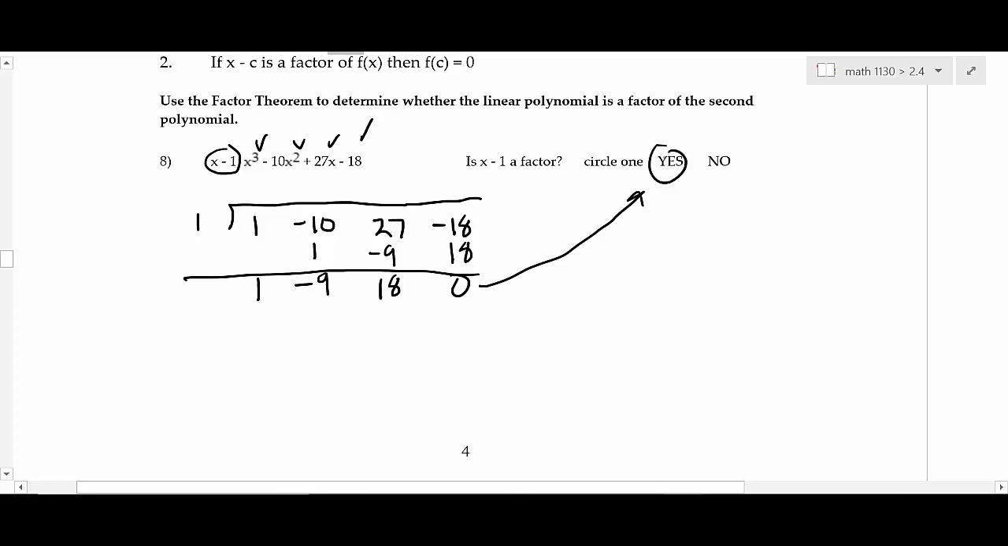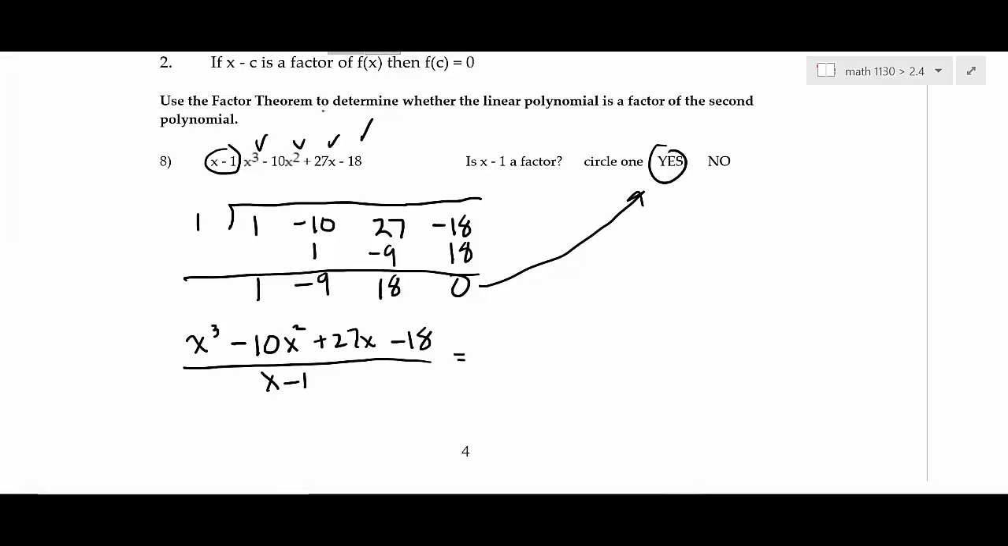Now I want to show you a way to figure this out by factoring on this problem also, all right? So what I would like you to write down is this. Just write down the polynomial x to the third minus 10x squared plus 27x minus 18 all over x minus 1. Okay, so I'm going to show you another way that you can tell this is a factor. All right. So the other thing that we have on here is let's go ahead and factor. We're going to do factor by grouping here. Okay, I'll show you kind of what happens here.